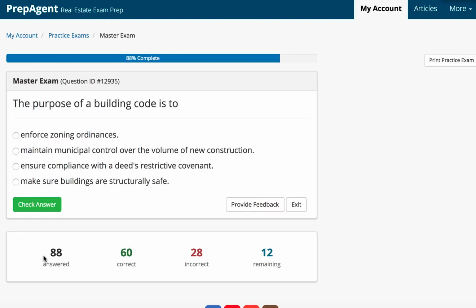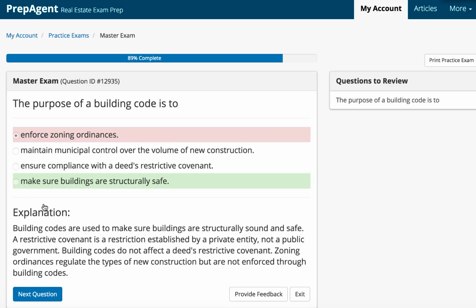The purpose of the building code is to enforce zoning ordinances, maintain municipal control over the volume of new construction, ensure compliance with the deed's restrictive covenant, or make sure buildings are structurally safe. I get stumped on this one because it's either A or D. I think zoning is the first one. Well, I think the building code is to make sure it's structurally safe. Yeah. So give me an example of a building code.